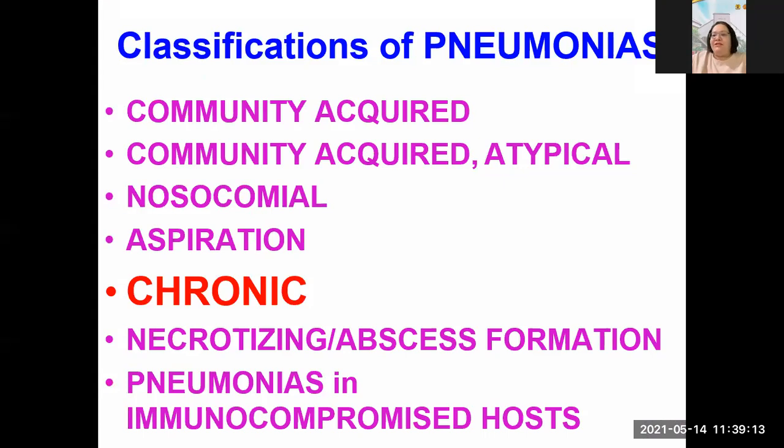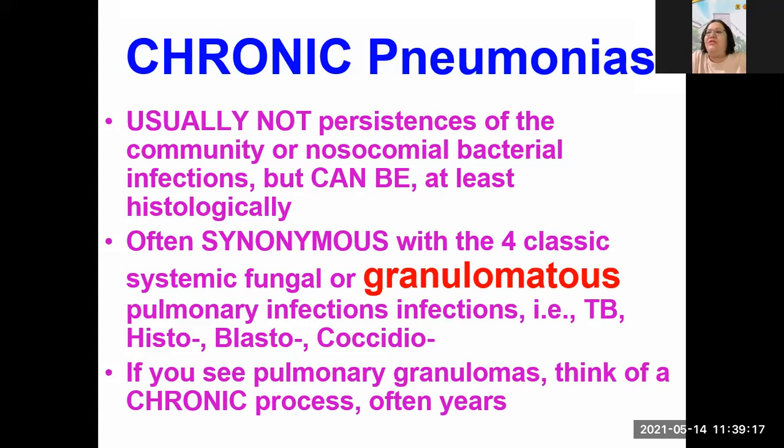Now let's go to chronic pneumonias. Chronic pneumonias are usually not persistent community or nosocomial bacterial infections, but it can be histologically. It's often synonymous with four classic systemic fungal, granulomatous, pulmonary infections such as your TB, histoplasmosis, blastomycosis, coccidioidomycosis. Okay, so if you see pulmonary granulomas, you think of a chronic process that can take years. Ito ay matagal. Matagal ang process nito.